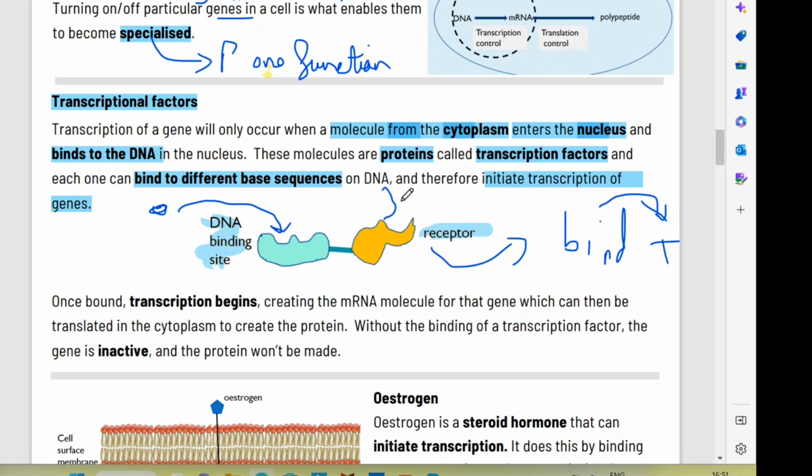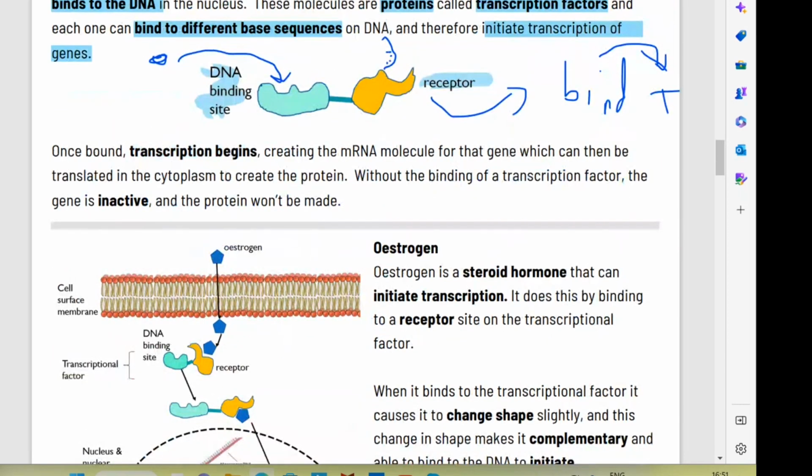On the DNA molecule, we have A, C, T, G. You can basically bind to those bases. Once bound, transcription begins, creating the mRNA molecule for that gene, which can be translated in the cytoplasm. Oh, I did too much highlighting there. They can be translated in the cytoplasm to create the protein.